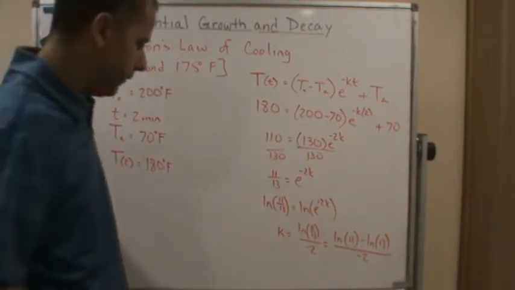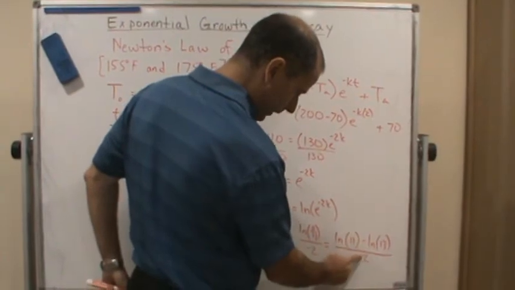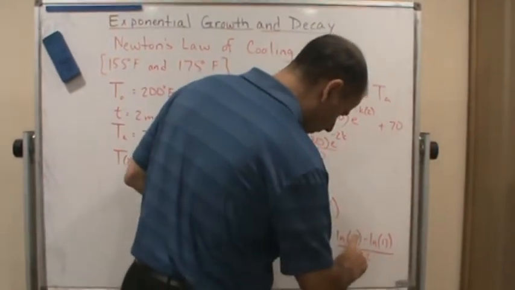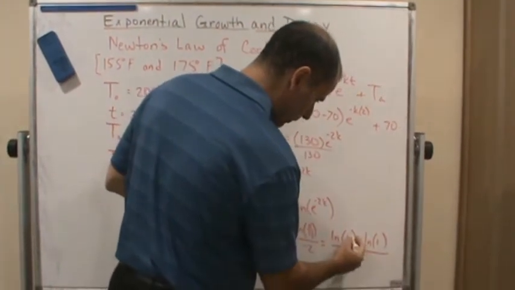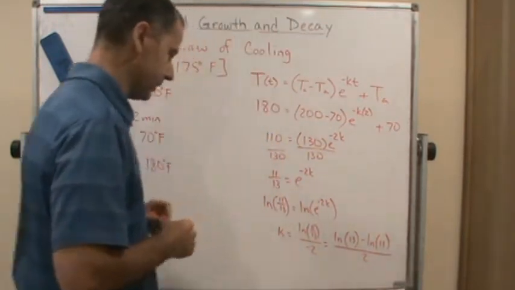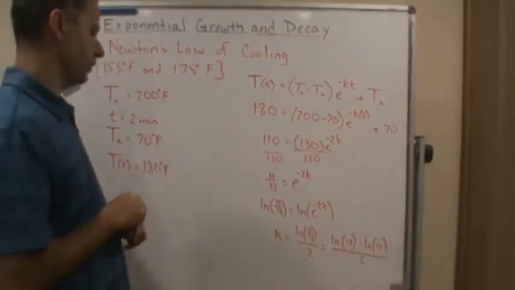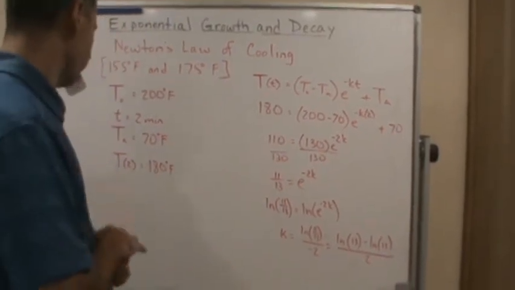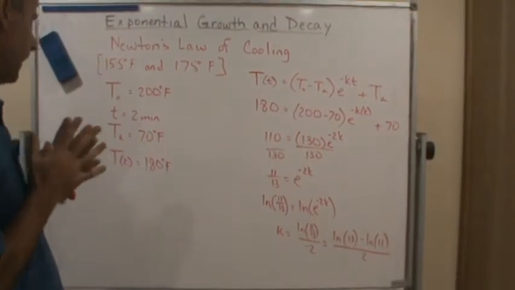And if you don't want to deal with the negative, you can switch these around and cancel the negative. So I'm going to switch these around. So instead of natural log 11 minus natural log of 13, I'm going to do natural log 13 minus natural log 11. Okay, so now what? We got our k value. We don't want to round, so we're using the exact k value.